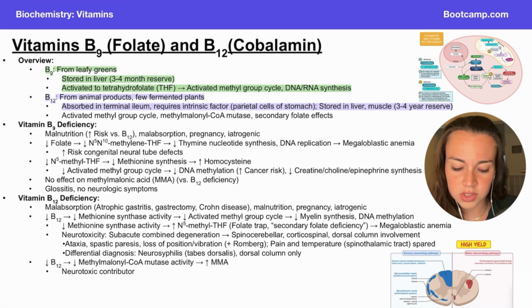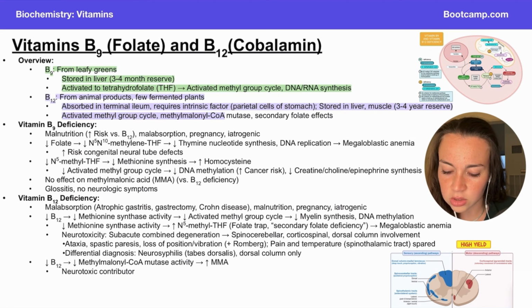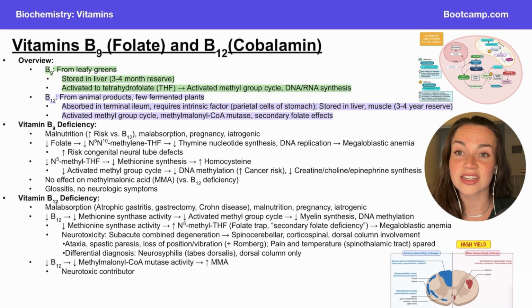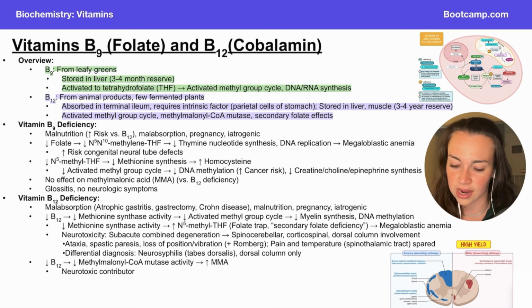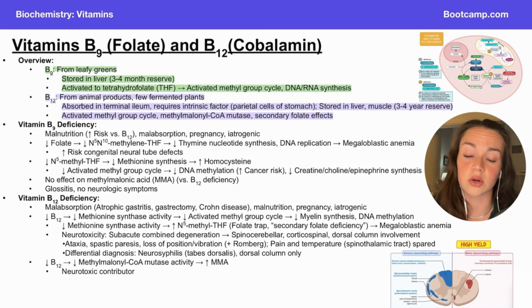Vitamin B12 was also involved in the activated methyl group cycle. It was a cofactor for methylmalonyl-CoA mutase, and it also had secondary folate effects that we talked about again in our chapter on 1-carbon metabolism. In this video, we're going to dive a little deeper into vitamin B9 and vitamin B12 deficiencies, both very high yield. We'll start by talking about a B9 or a folate deficiency.